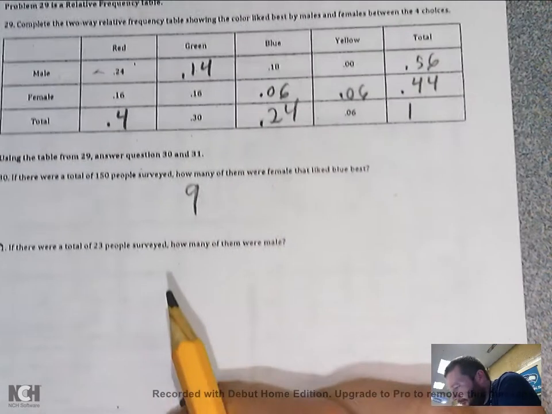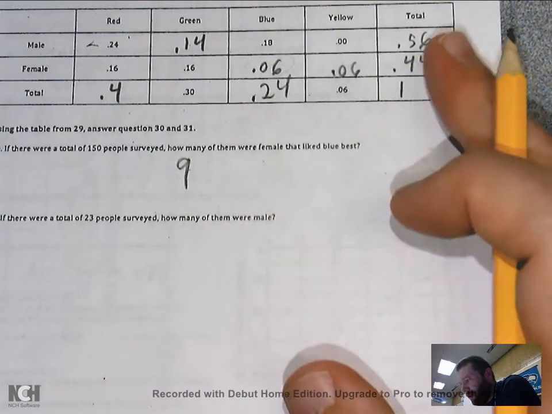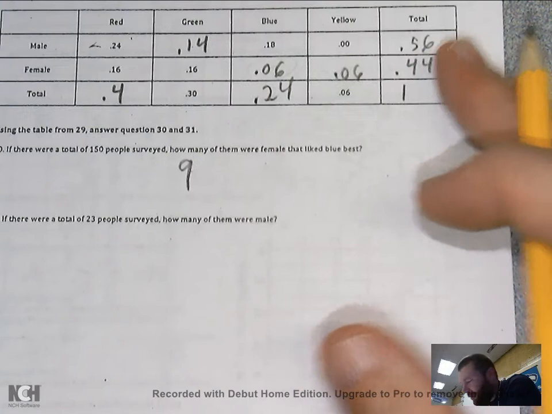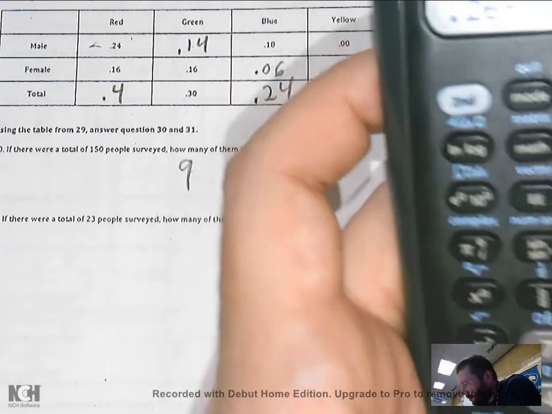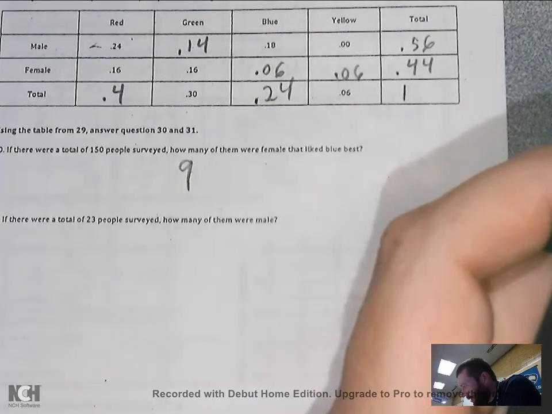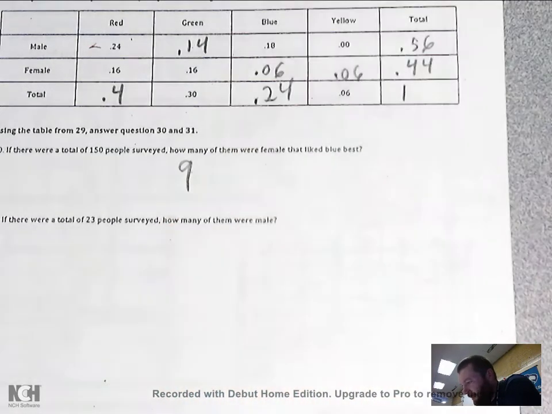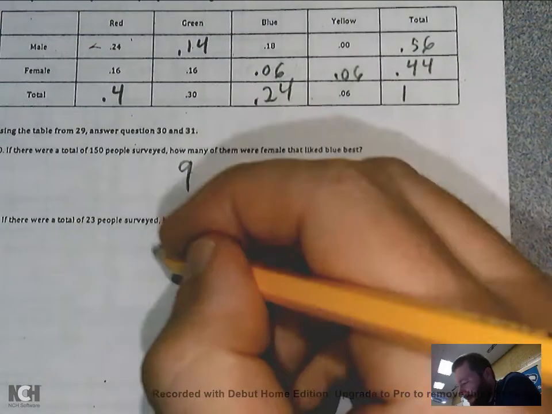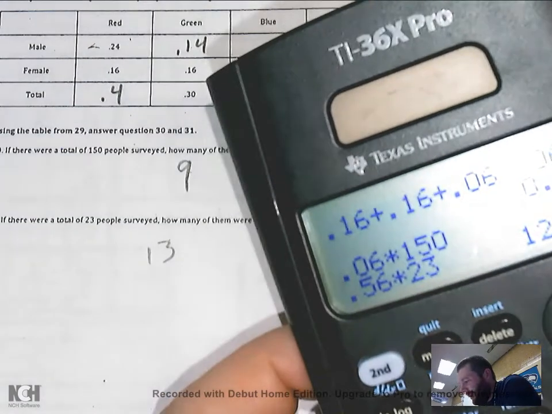Okay, if there were 23 people surveyed, how many of them were male? So 0.56 are male, so 0.56 times 23 gives you 12.88. Well, we're going to round to the nearest number, so we're going to say 13. Okay? We're not going to have the decimal there.